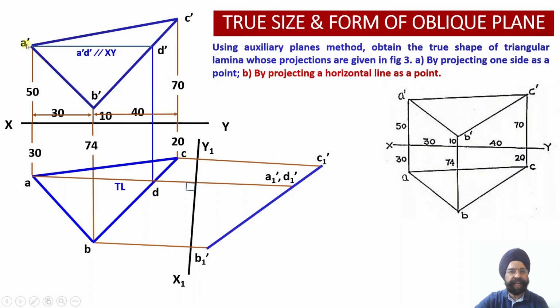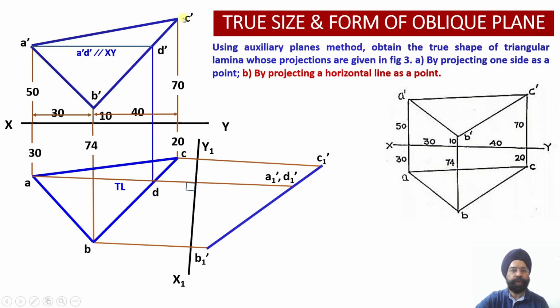So please see, A dash D dash was parallel to XY. So whatever is the distance of A dash, the same will be the distance of D dash. So A dash and D dash are located at 50 millimeter distance. The reason is A dash D dash happen to be parallel to the XY line. So where is the locus of D? Here lies the locus of D. So now on the locus of D, again I'll mark 50 millimeter. So A1 dash and D1 dash will both coincide at this particular point.